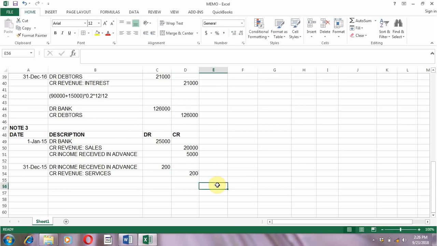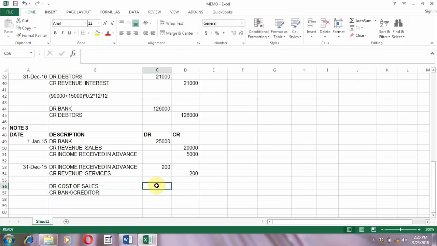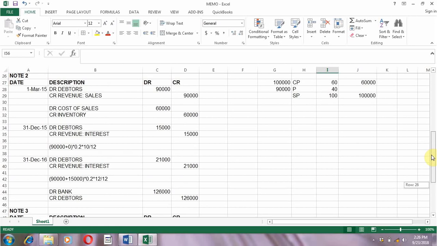Then there's another 150 Rand that is incurred in order to have the repair be done. So in order to account for that, I'm going to say debit the cost of sales, and I am going to credit, and they don't tell me if it was paid for or not, so I'm going to say credit either bank or creditor if it is still due, and it is a total of 150 Rand.